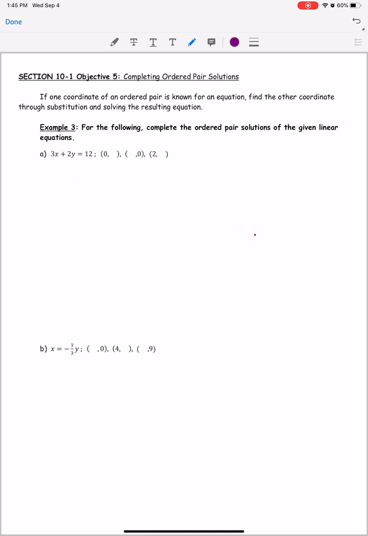So we've got 3 times 0 plus 2y. I don't know what y is. It's literally what we're solving for. So 2y equals 12. So solve. Anything times 0 is 0. So I'm left with 2y equals 12. Divide both sides by 2. And we get y equals 6. So the other portion of this ordered pair is 6.